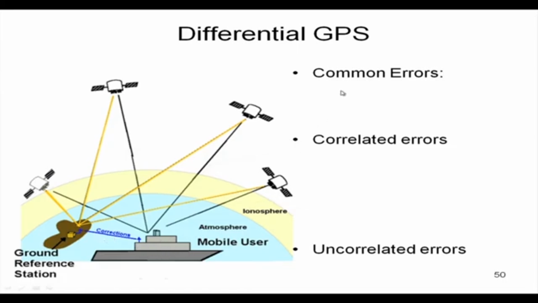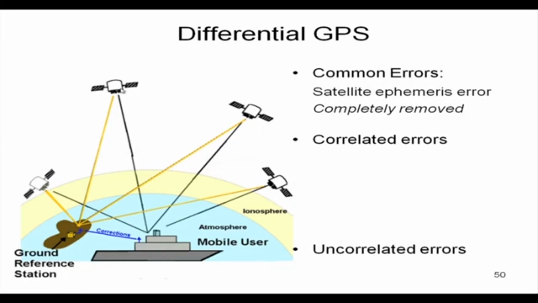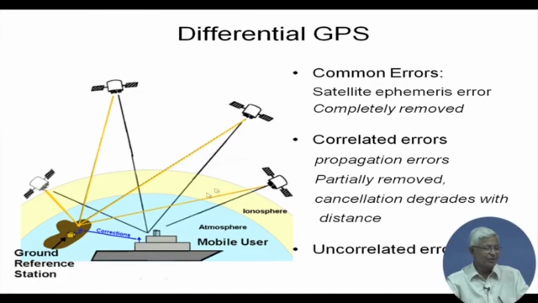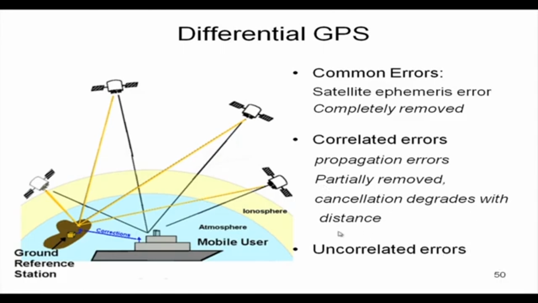But as we said, there are certain common errors between the reference station and the mobile user. There are some correlated terms and there are uncorrelated terms. The common error is the satellite ephemeris error, which is completely removed because the same 4 satellites are selected. Correlated errors are the propagation errors. If they are close by, then the signals from these satellites to the reference as well as to the mobile user paths are more or less passing through the same part of the ionosphere and troposphere. So, they can be assumed correlated if they are close by. If they are farther away, it cannot be removed, so it can be said to be partially removed. Cancellation degrades with the distance. And uncorrelated errors are multipaths. Multipaths will be different for the reference as well as the mobile user. They cannot be removed at all. So, differential GPS is not always the full solution, but it definitely improves.